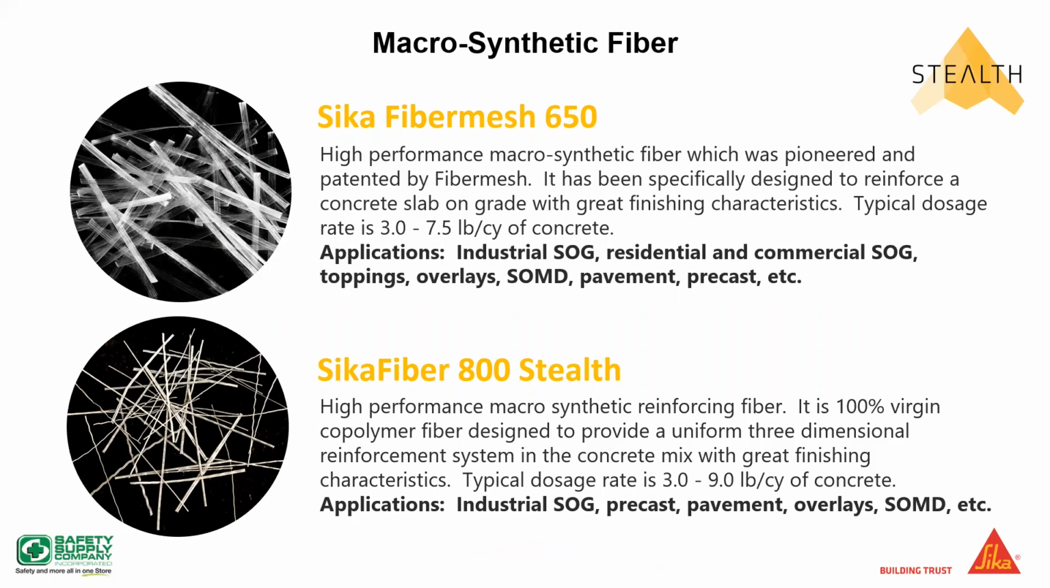I don't know if they had an opportunity to provide you some sheets I sent you, but I did want to talk to you about two different macro fibers. Chances are if you called me up, it would be one of these that we would be using in Barbados. It would be our Fibermesh 650. Again, there's the Fibermesh name. That was a Fibermesh product, the 650. And the one below it is our new fiber, the 800 Stealth.